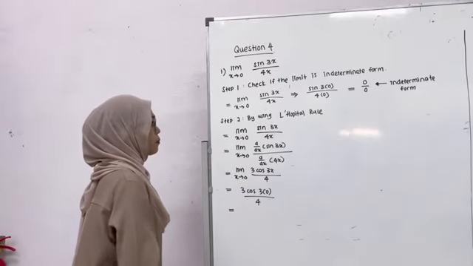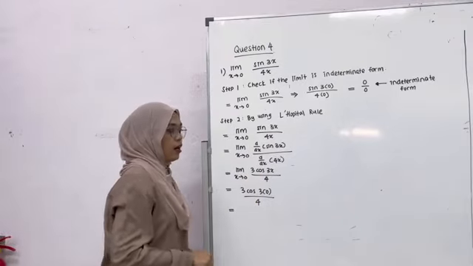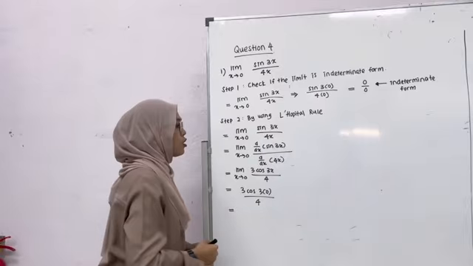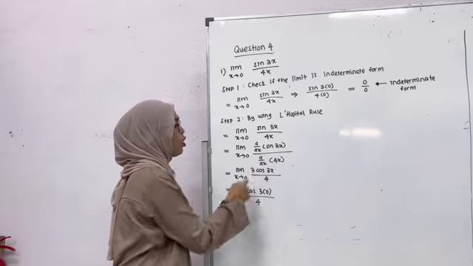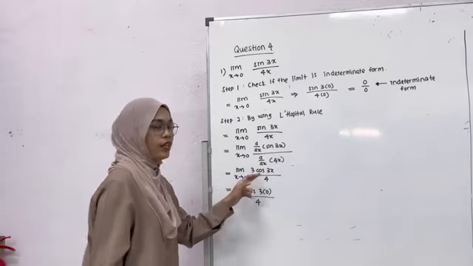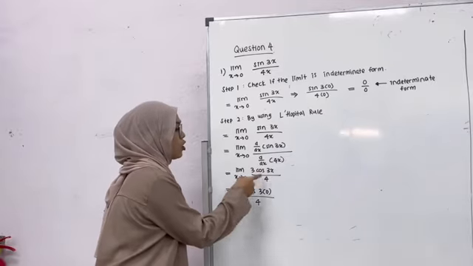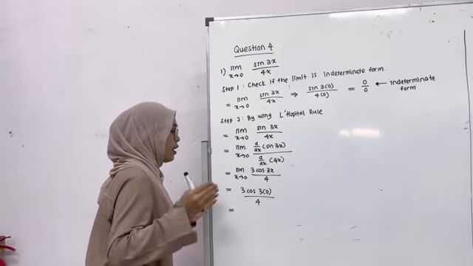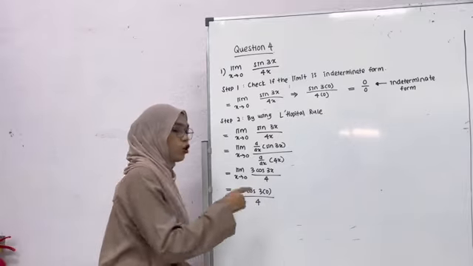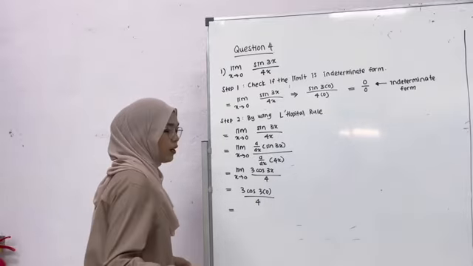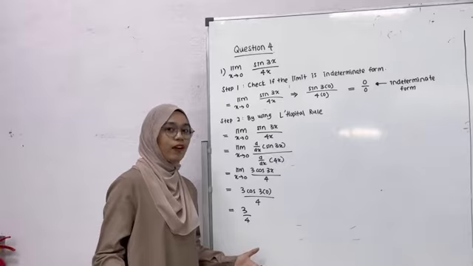So here is the step. The first step is you must differentiate the upper and lower. As you can see, I do the limit as x approaches 0 of d over dx sin 3x over d over dx 4x. Then I will get the limit as x approaches 0 of 3 cos 3x over 4. Lastly, I substitute x equals 0 into 3 cos 3x over 4. Therefore, the final answer you will get is 3 over 4. And that's the final answer.